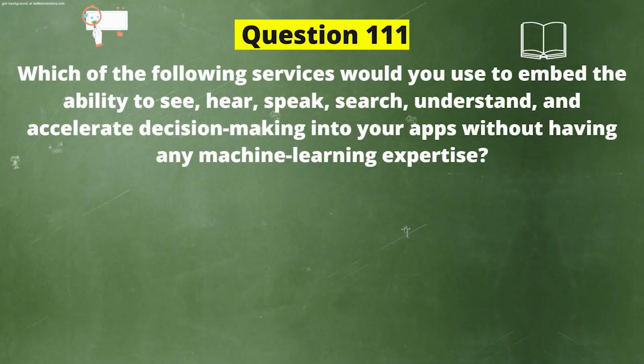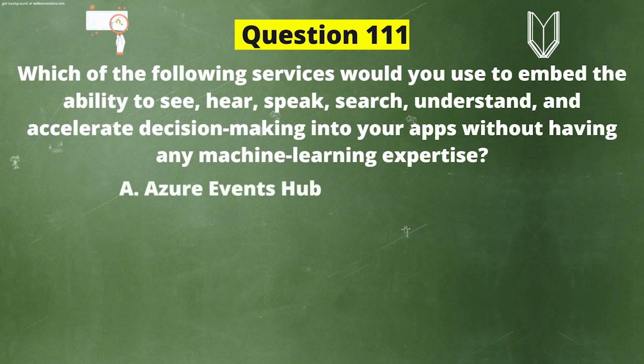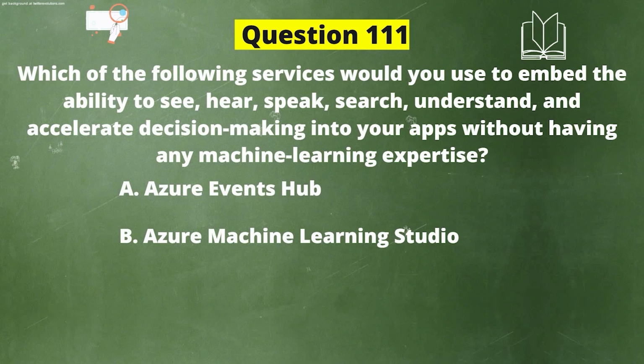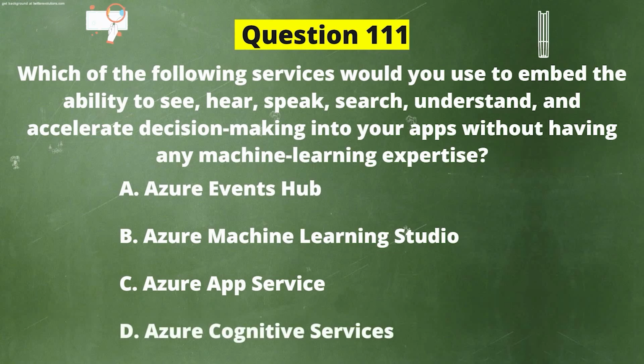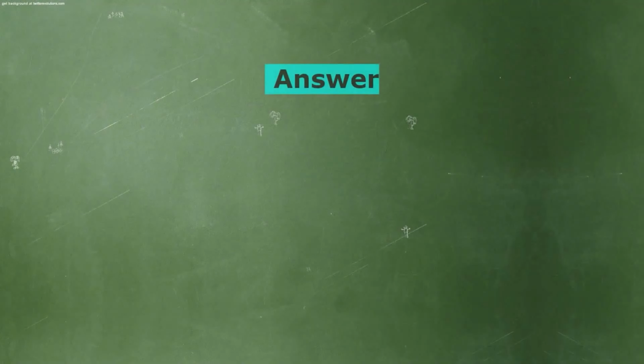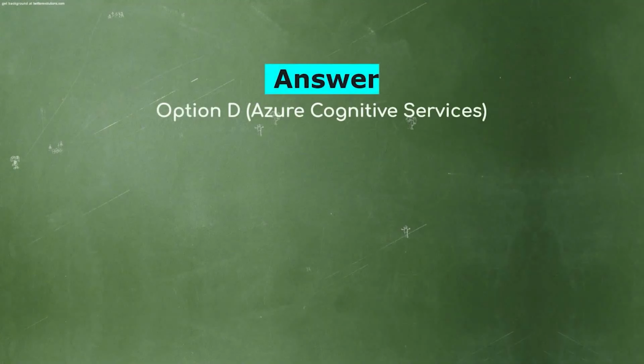Next question. Which of the following services would you use to embed the ability to see, hear, speak, search, understand, and accelerate decision making into your apps without having any machine learning expertise? Option A, Azure Event Hubs. Option B, Azure Machine Learning Studio. Option C, Azure App Service. Option D, Azure Cognitive Services. And the correct answer is option D, Azure Cognitive Services.